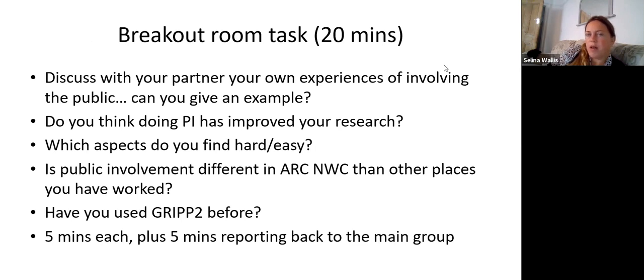What we used to do in the past was to go in a breakout room in pairs and then talk about our experiences of involving the public. Can you give examples of that? Do you think that doing public involvement has improved your research, or the opposite, not made it worse? Are there aspects of public involvement that you have personally found difficult or easy to do? Is public involvement different in ARC Northwest Coast than other places that you may have worked? And have you used GRIPP2 before? So maybe we'll just go round in a circle and start with the first one: experiences of involving members of the public in your research.